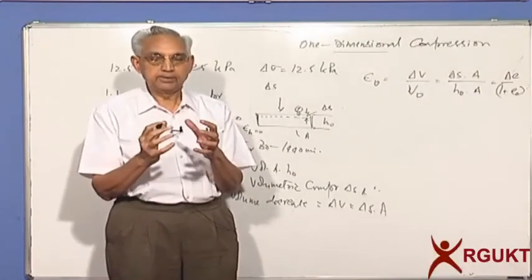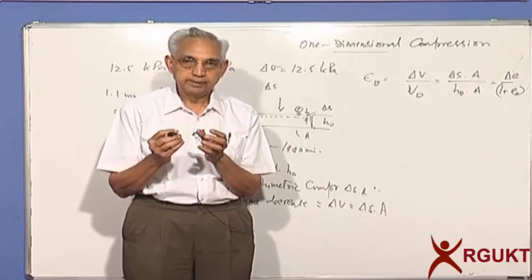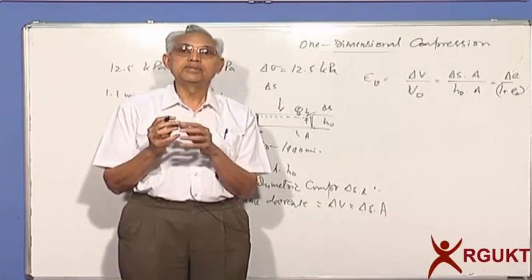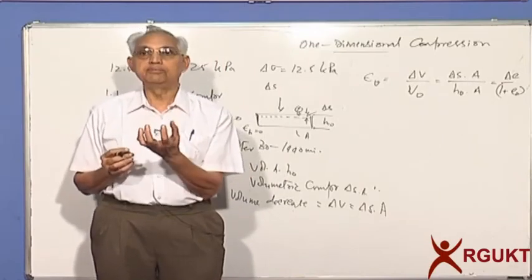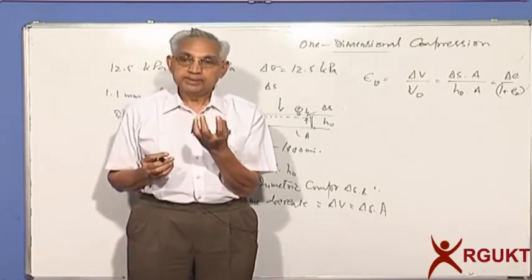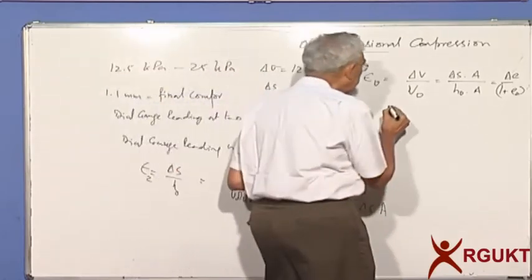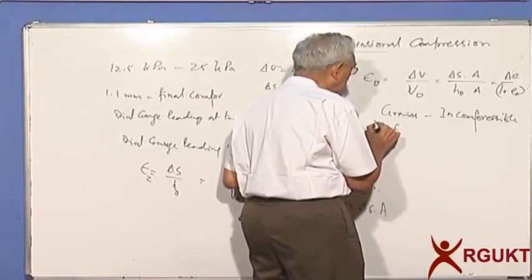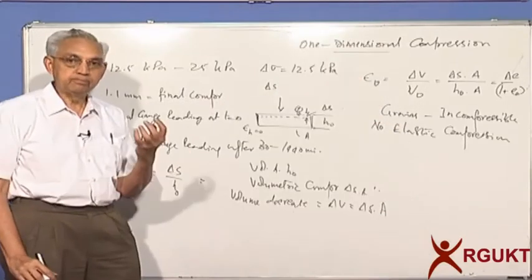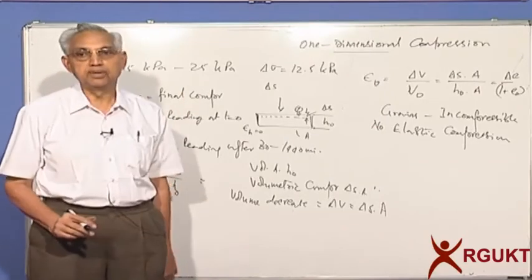When you have a soil which is consisting of solid grains and voids, what is that which will decrease? Do the grains decrease in volume, or only the voids will decrease in volume? We said the grains are very, very incompressible. We always take it that way. There is no elastic compression. Which means whatever volume change is taking place, it's only because of change in void ratio.